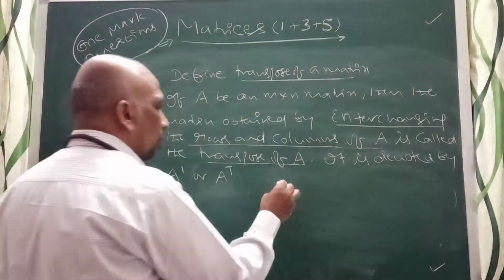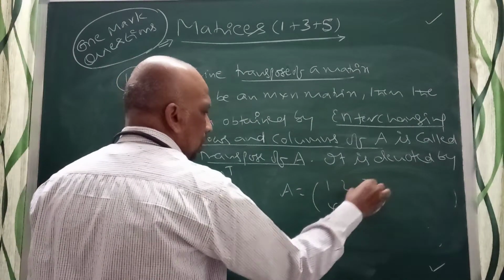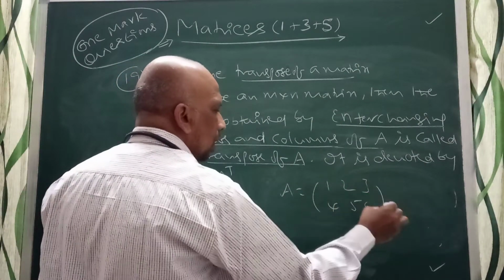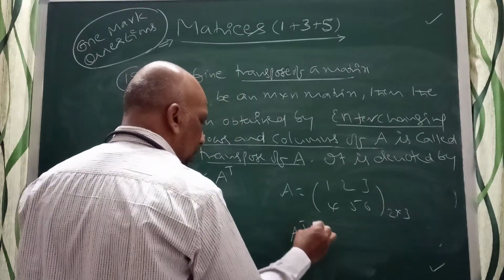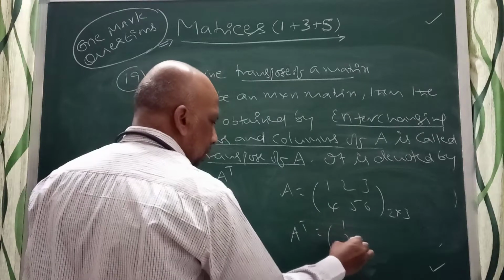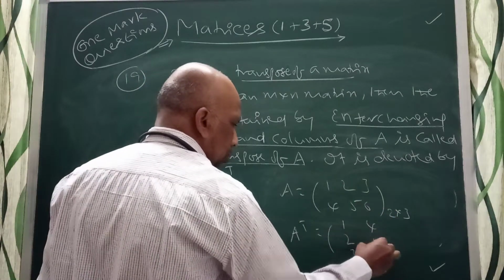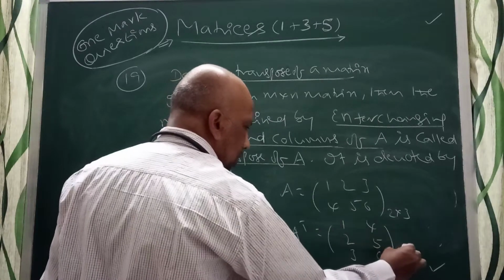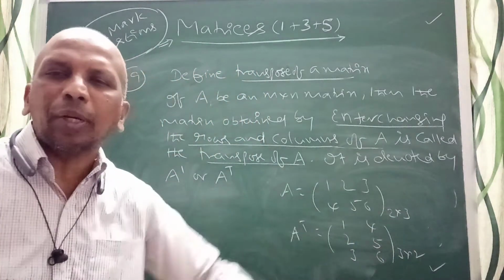So for example, A is equal to 1, 2, 3 in the first row and 4, 5, 6 in the second row. You can see the order is 2 by 3. If we take the transpose, the first row will become the first column, the second row will become the second column. So the order will change into 3 by 2. 2 by 3 will become 3 by 2.